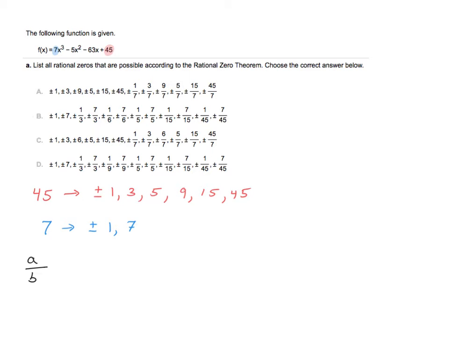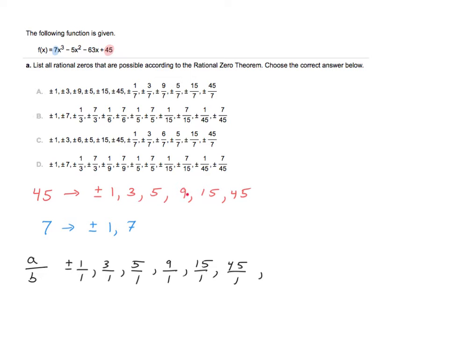And I'll just systematically go through. I'll divide 1, 3, 5, and so on by 1, and then I'll divide 1, 3, and so on by 7, and just write out all the possible fractions. So I'll just leave the plus or minus on the first term, but it's plus or minus 1 over 1, 3 over 1, 5 over 1. And so what I'm doing here is I'm taking these numbers and just dividing them by 1 to create a fraction. So we also get 9 over 1, 15 over 1, and 45 over 1. So these are possible rational zeros of the original equation.